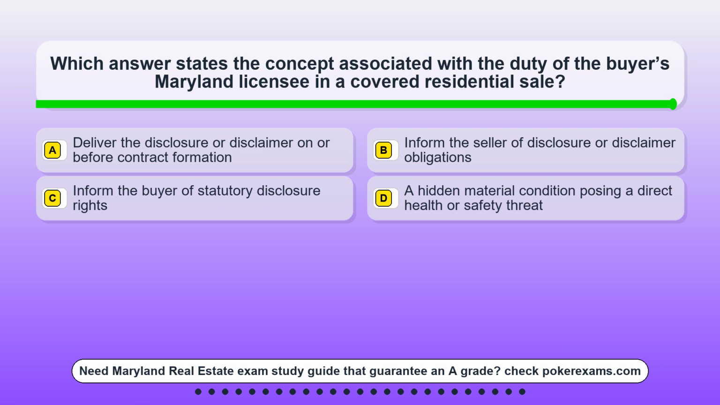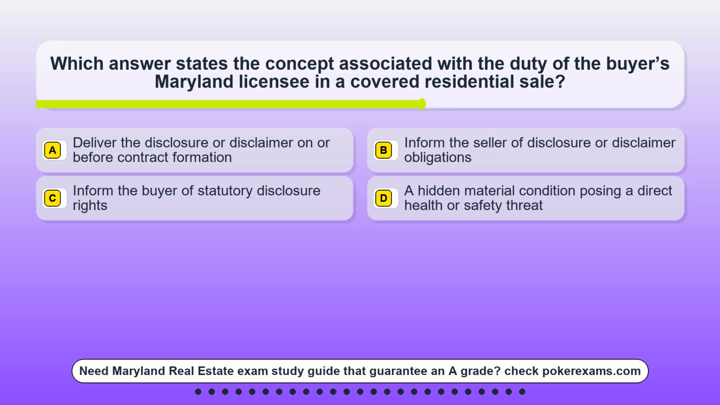Question 22. Which answer states the concept associated with the duty of the buyer's Maryland licensee in a covered residential sale? Option A, deliver the disclosure or disclaimer on or before contract formation. Option B, inform the seller of disclosure or disclaimer obligations. Option C, inform the buyer of statutory disclosure rights. Option D, a hidden material condition posing a direct health or safety threat.